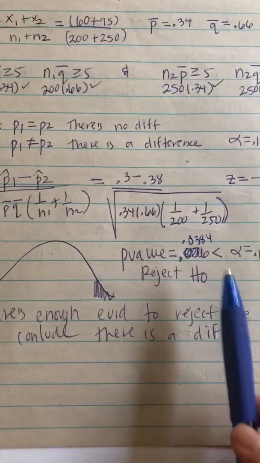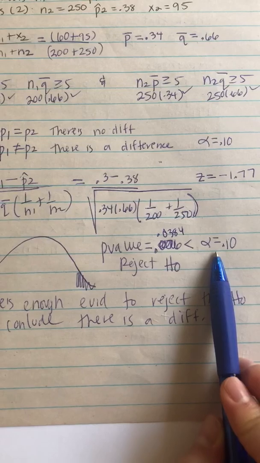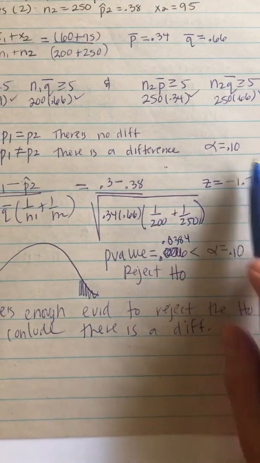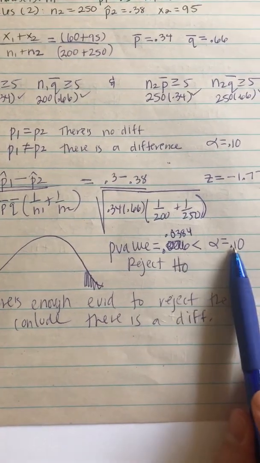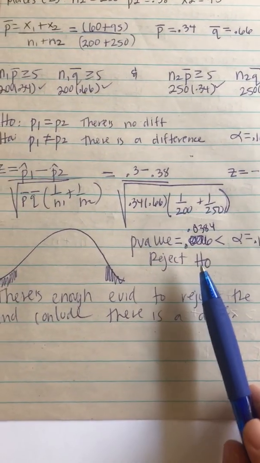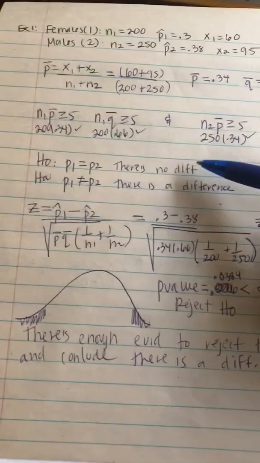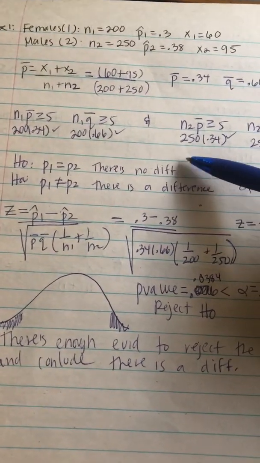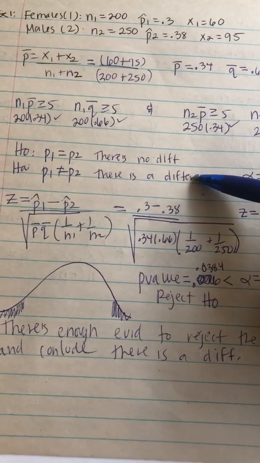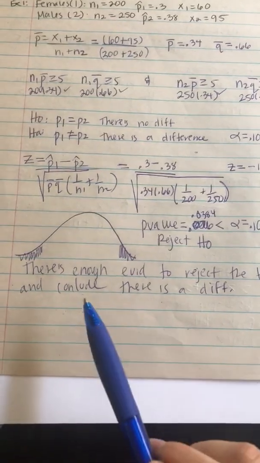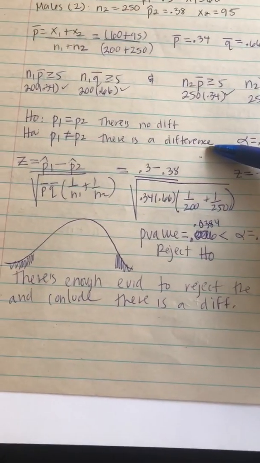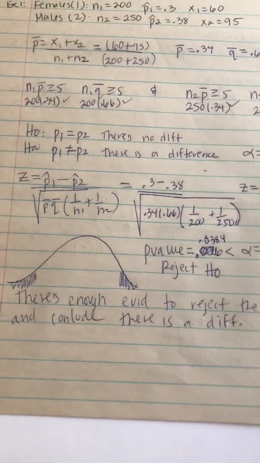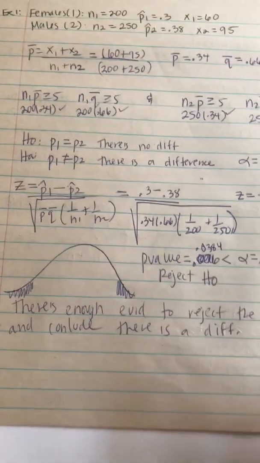So that's my p-value. I compare it to alpha, which the problem said was 0.10, and it's less than. When the p-value is lower than alpha, you reject the null. If you reject the idea that there is no difference, we believe that there is a difference. So you say there's enough evidence to reject the null and conclude there is a difference between the proportion of males and females who plan to shop online.